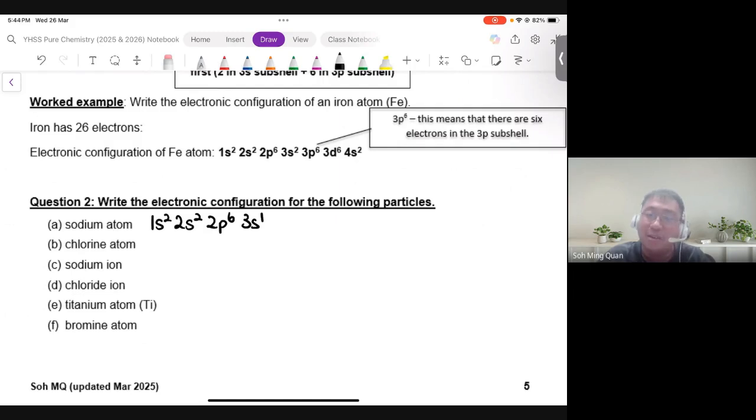2A, sodium atom should look like this. 1s2, 2s2, 2p6, 3s1. All right, which nicely maps to the 2, 8, 1. Right, first shell 2, second shell 8, third shell 1. So there's a sodium atom.